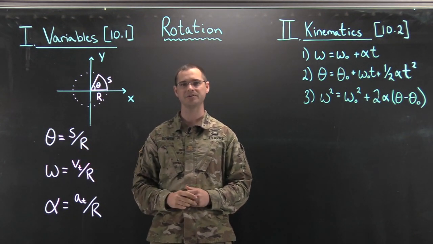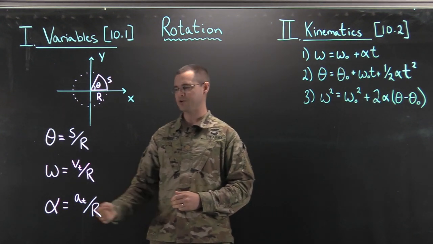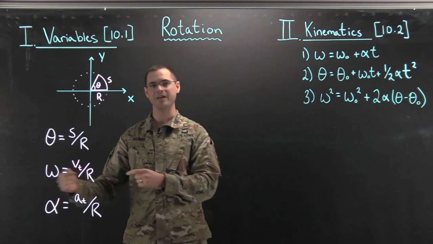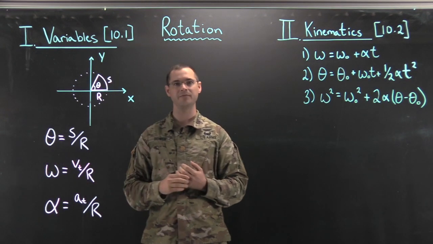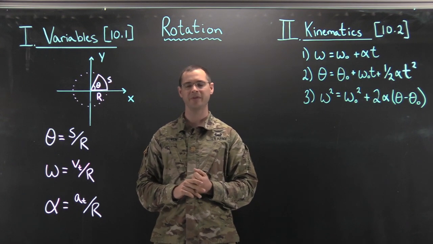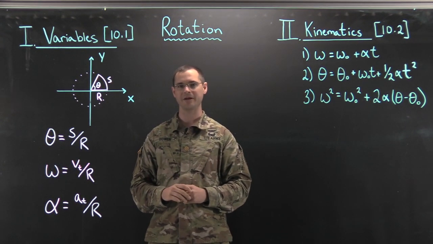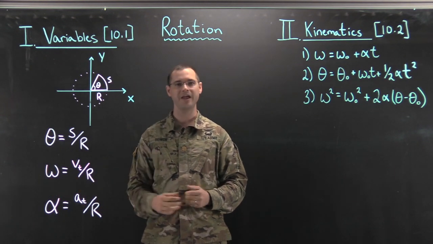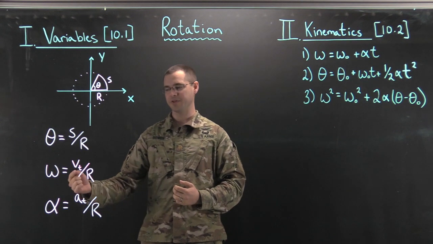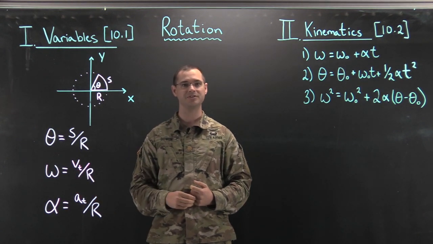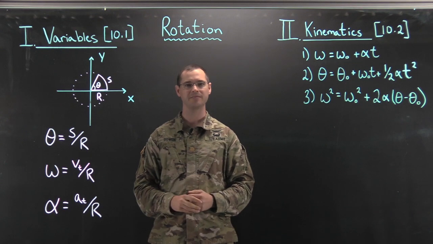Now, like translational motion, in rotational motion, to get the velocity of an object, we have to take the derivative of its position with respect to time. So the derivative of our angular displacement with respect to time gives us our angular velocity, which is shown as omega, and it's the relationship between the tangential speed and the radius of curvature of our path.